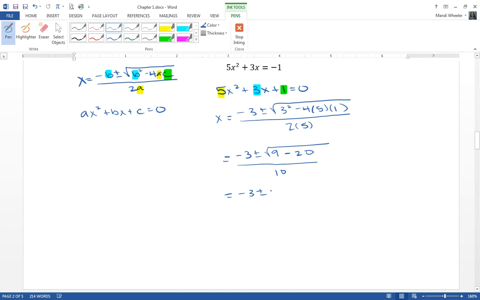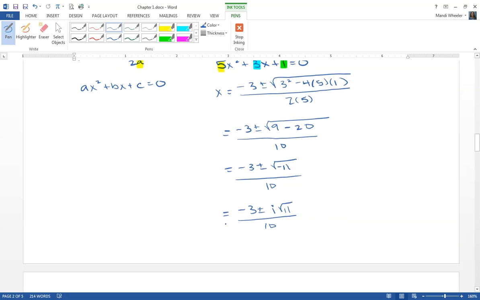So 9 minus 20 is negative 11. And remember, anytime we have a negative under a square root, the first thing we want to do is to write that as an i. And then that's as simple as we can go here.